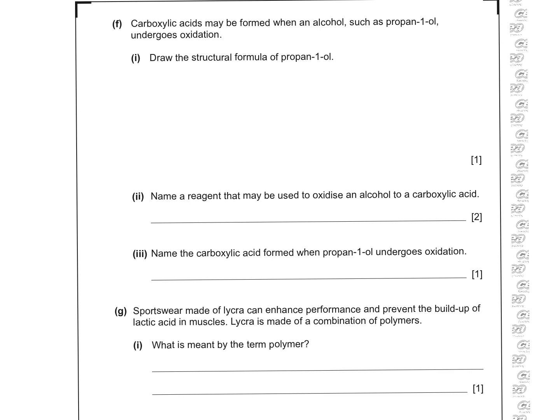F, part 1, draw the structural formula of propan-1-ol. Now this is an alcohol because it ends in OL. The prop tells us that there are 3 carbons, 1, 2, 3. And this number tells us where the hydroxyl group is, or the OH group. It's on carbon number 1.